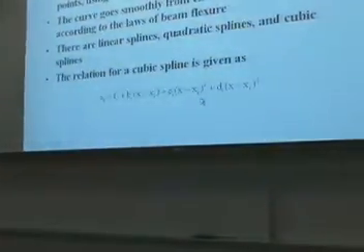There are different kinds of splines, like linear, quadratic, and cubic. The most difficult, or the most complex, is the cubic. The relation for a cubic spline is given here. That's for one interval.